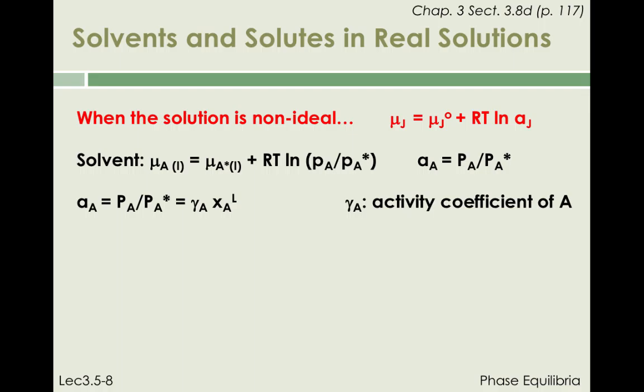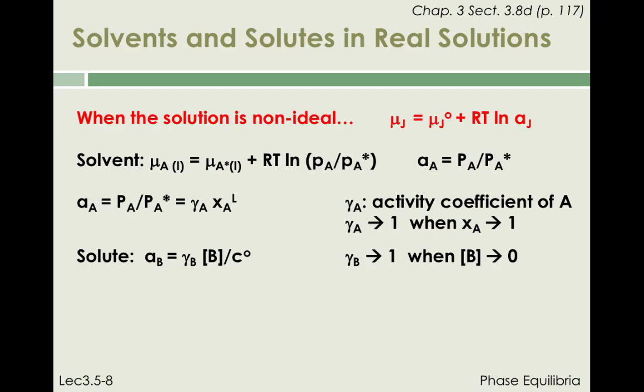Now, if Raoult's law does not apply, we cannot write P_A over P_A star equal to X_A^L. But we can introduce a quantity called gamma_A to account for the departure from Raoult's law behavior and write P_A over P_A star equal to gamma_A times X_A^L. Gamma_A is the activity coefficient for A. Its value must approach 1 when the mole fraction of A approaches 1, since we know that as a solvent becomes almost pure, its behavior starts to follow Raoult's law.